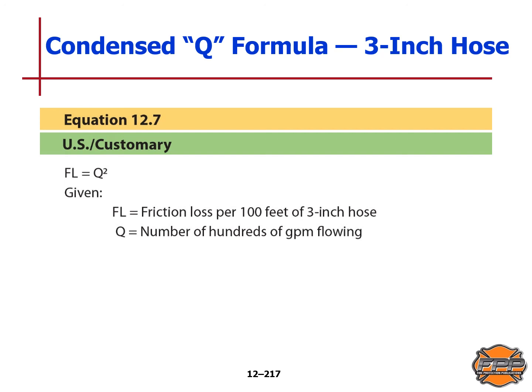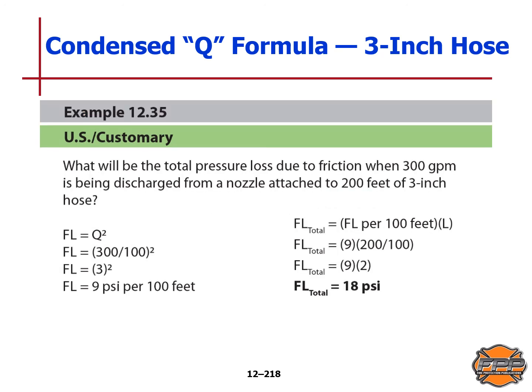Here's the formula: FL equals Q squared, given that FL is friction loss per 100 feet of 3 inch hose, and Q is the number of hundreds of gallons per minute flowing. Let's look at an example. What will be the total pressure loss due to friction when 300 gallons per minute is being discharged from a nozzle attached to 200 feet of 3 inch hose?